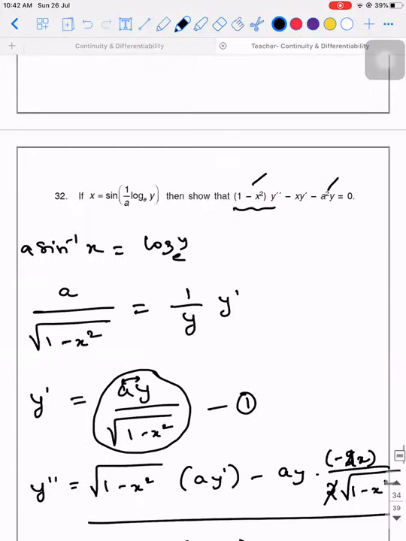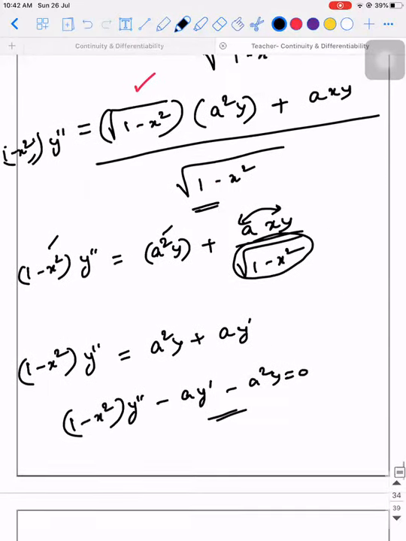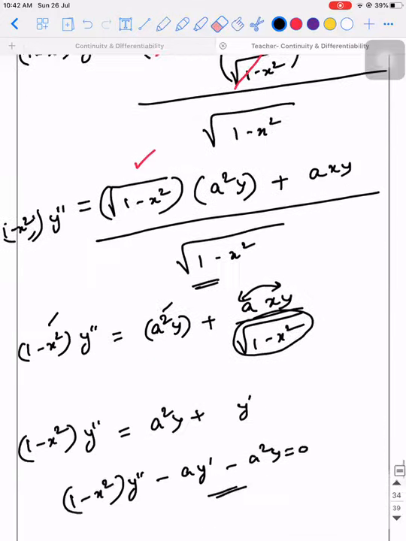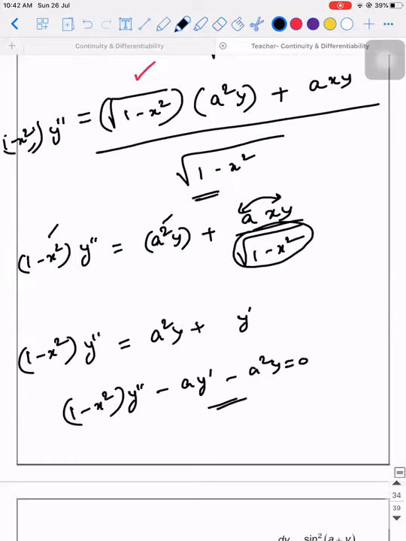Ay dash, xy dash, sorry. Because ay divided by root of 1 minus x square is y dash. So this will become a square, sir. Oh, this is xy a square. That's fine. Yes, sir. So this is the answer.